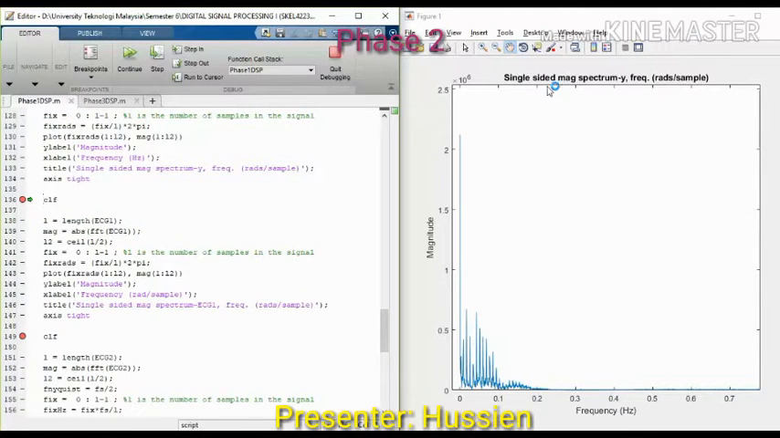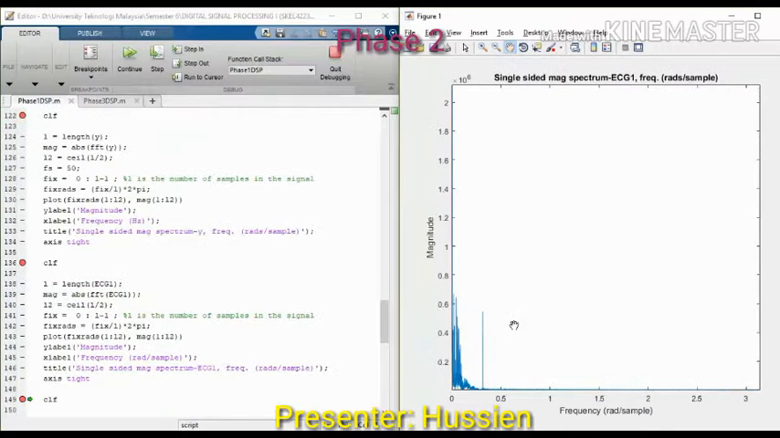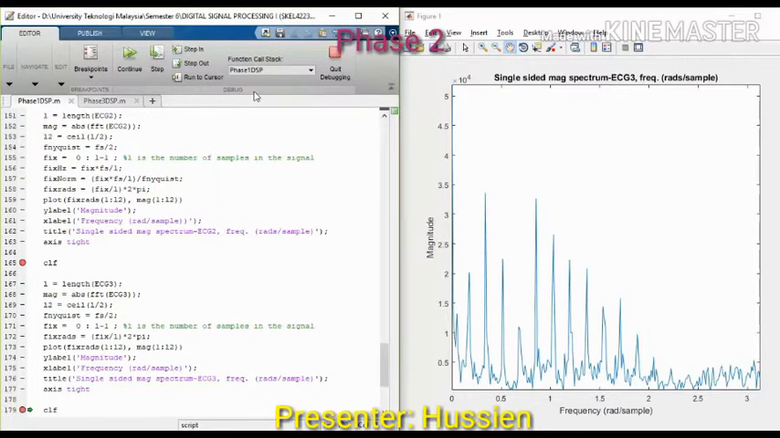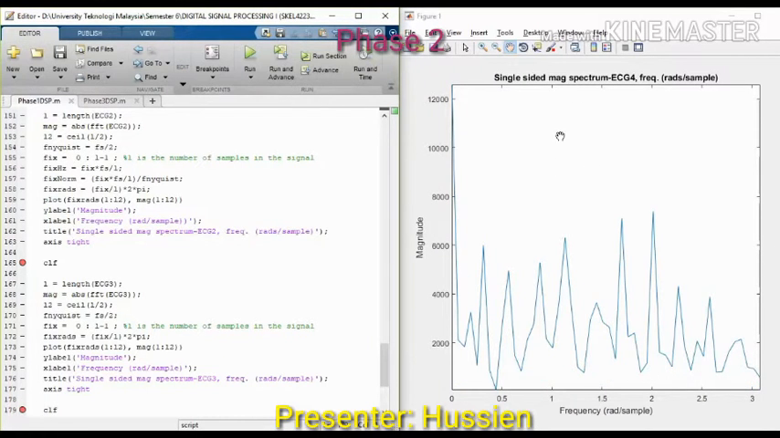This is the plot of the spectrum of our filter, and as we can see, we can consider it a low pass filter. Then we plotted the single-sided magnitude spectrum of the 4 ECG signals. This is the plot of ECG signal 1. This is the plot of ECG signal 3. This is the plot of ECG signal 4.